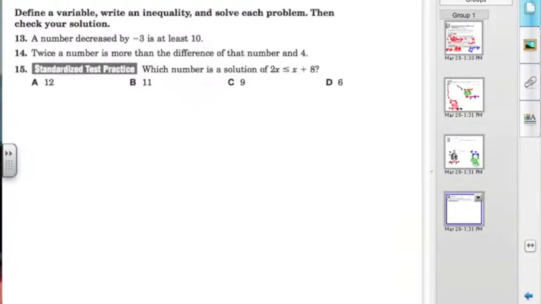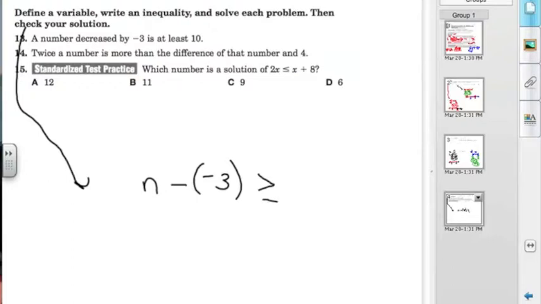All right, now, some people really have a little bit of an issue when they start dealing with word problems, but here we go. We'll do a couple of these. Number 13. A number decreased by negative 3. All right, so I have a number decreased by negative 3 is at least. So that means it's greater than or equal to 10. There you go.